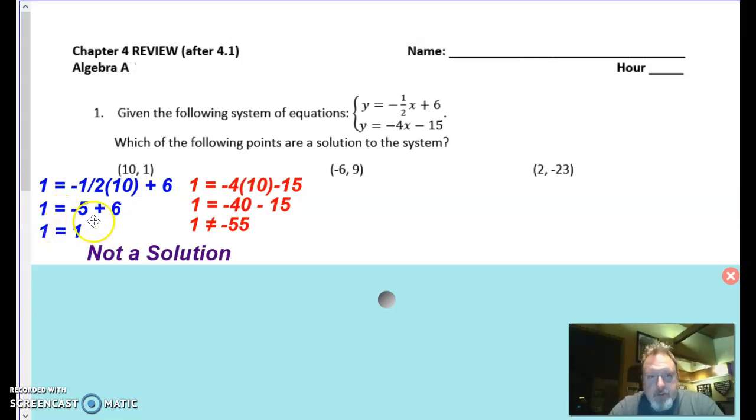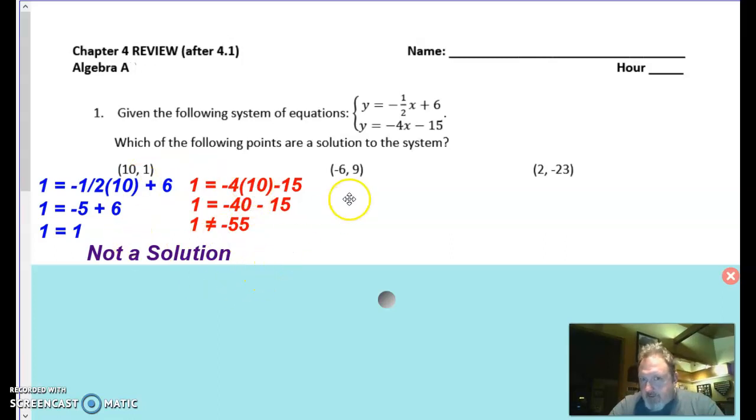So far, so good. If it works for the first equation, then we have to check it for the second one. So I plugged in 1 again for y, 10 for x. And you can see for the second equation, 1 does not equal negative 55. So that is not a solution.